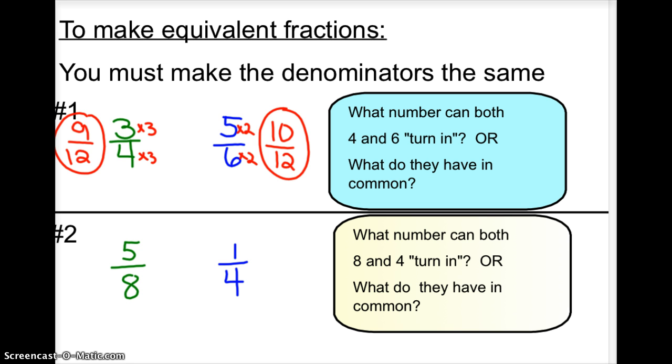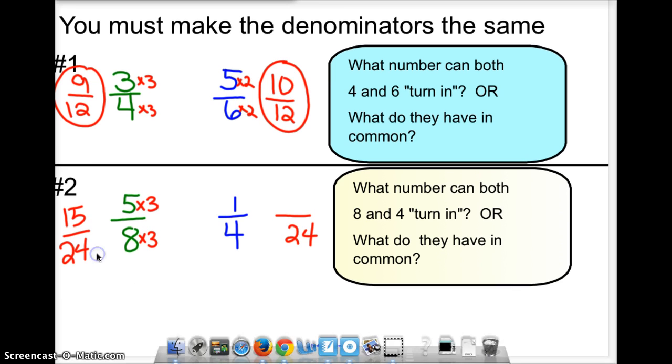Now we're going to look at example number 2. We have these two fractions, 5/8 and 1/4. They need to have a common denominator. So my question here is, what number can both 8 and 4 turn into? Or what do they have in common? Well, I know both these numbers can turn into 24. So I'm going to write that down. Now, how do I turn 8 into 24? Well, I know 8 times 3 becomes 24. Whatever I do to the bottom, I must do to the top. So my numerator, 5 times 3, is going to be 15. That is my equivalent fraction.